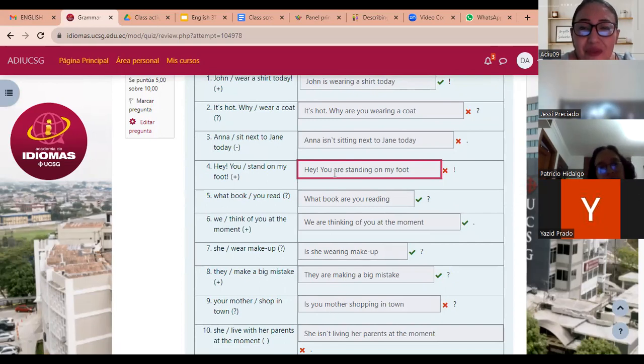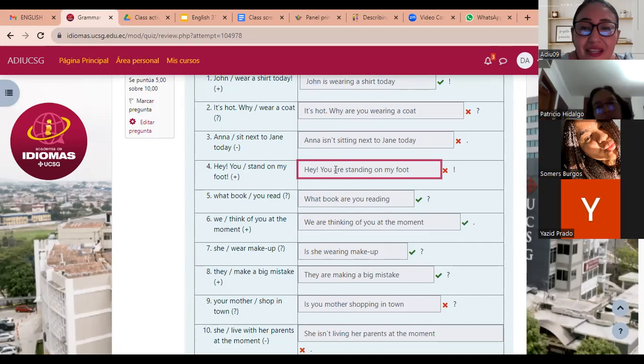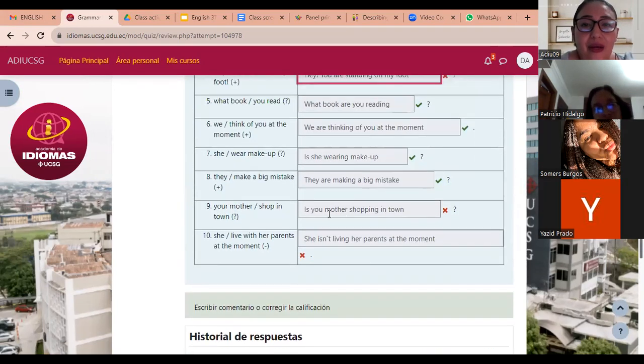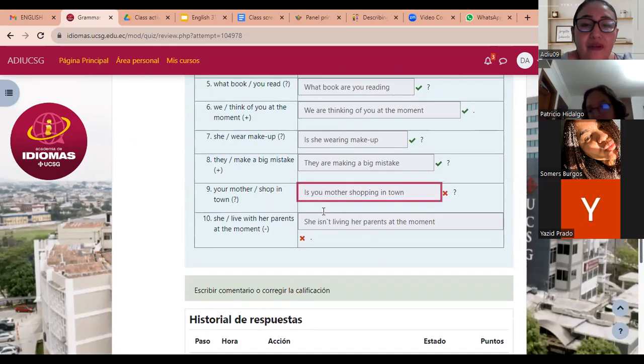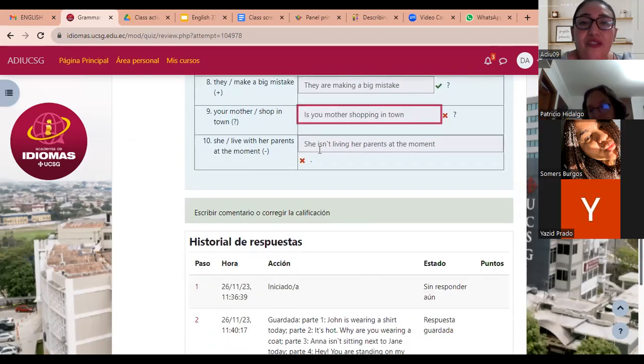Patricio, did you do this one already? Sí, la inclinada solo es cuando pones el isn't. Ok, so aquí debería ser el curvito. No, el recto. Okay. Yeah, okay. Is your mother shopping in town? Is your, aquí faltó la R, yo creo, ¿no es cierto? And number 10, she isn't living with her parents.